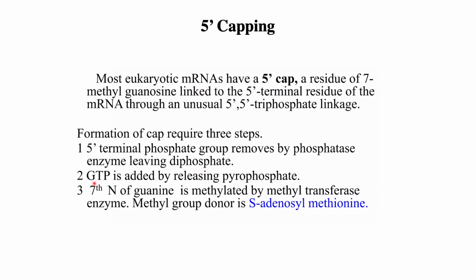And then the second step is where GTP, guanosine triphosphate, is added by releasing pyrophosphate. The third step is where the 7th position of guanine is methylated by a methyltransferase enzyme. The methyl group donor is S-adenosyl methionine. So these are just complex chemical terms that you need to remember.